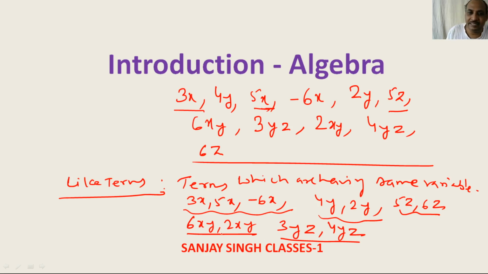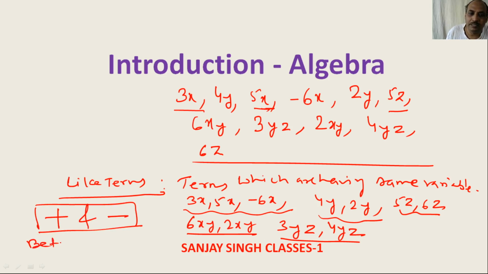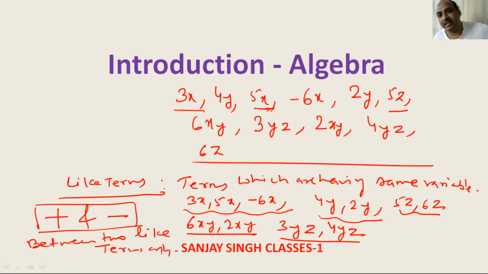And addition and subtraction is possible between two like terms only. Addition and subtraction. Multiplication and division are possible in unlike terms.